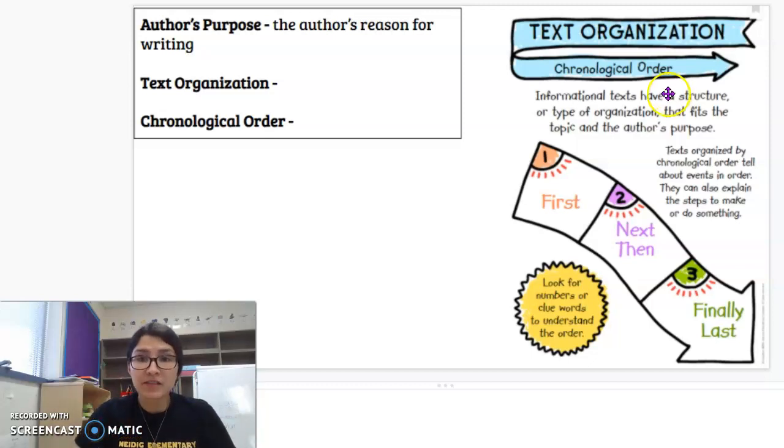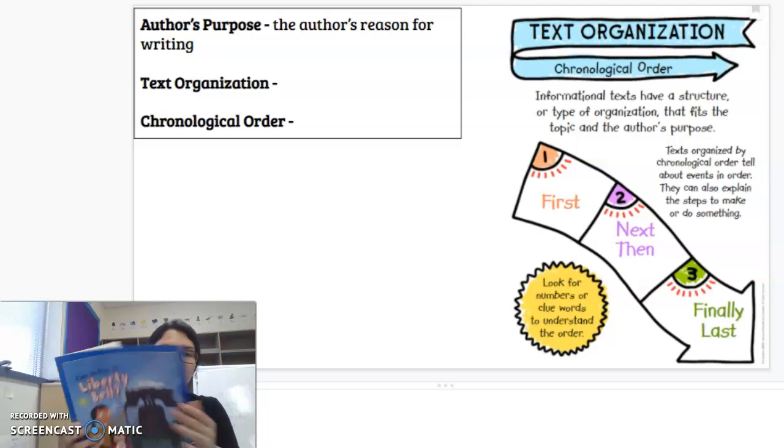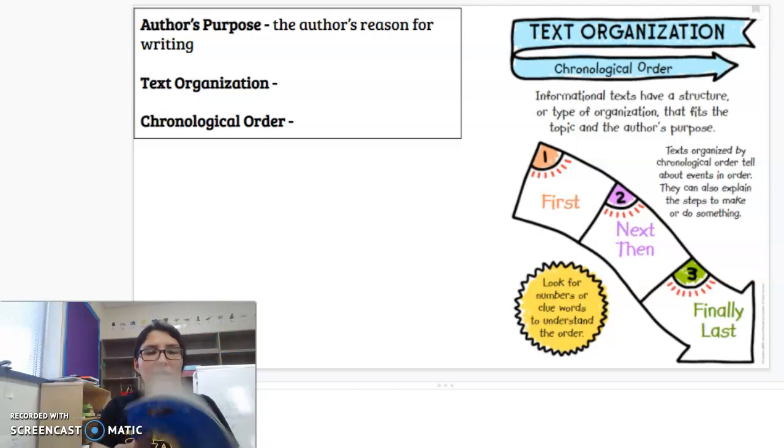What we're going to be focusing on is chronological order. Go ahead and say that with me. Chronological order. Okay? So think of, you have a book. Now, the author thought, okay, how am I going to organize this book? Am I going to do a problem and then a solution? Am I going to just do first, next, then last? How am I going to set up the book? There's different ways an author can set up a book, right? Well, we are going to focus on chronological order, all right?